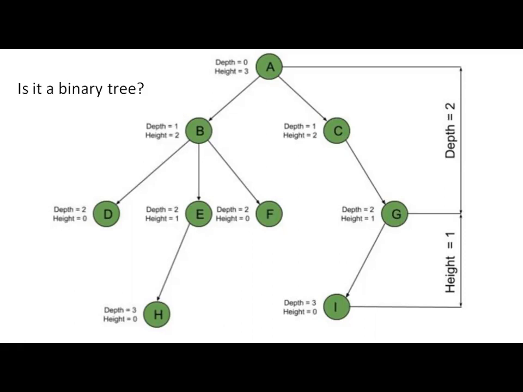Is it a binary tree? Quickly. Is it a binary tree? No, no, no. I'm getting yes. So why is it not a binary tree? Because here node B has 3 child nodes, more than 2 child nodes. That's why this is not a binary tree. You need to observe that very carefully. Next.